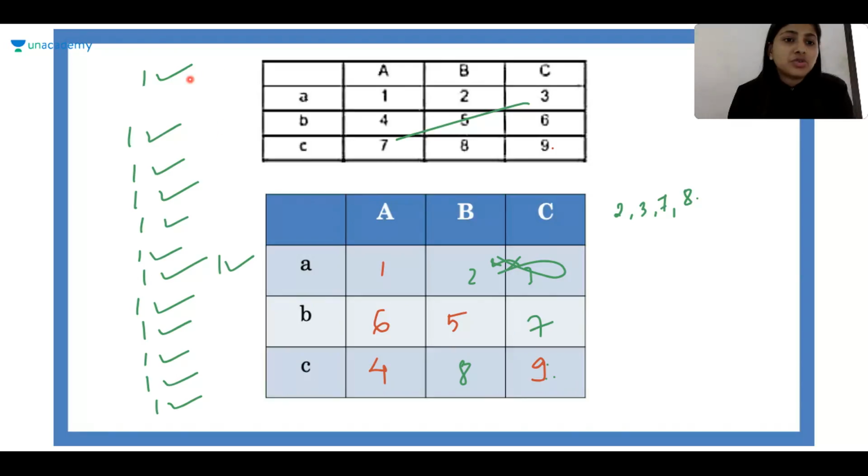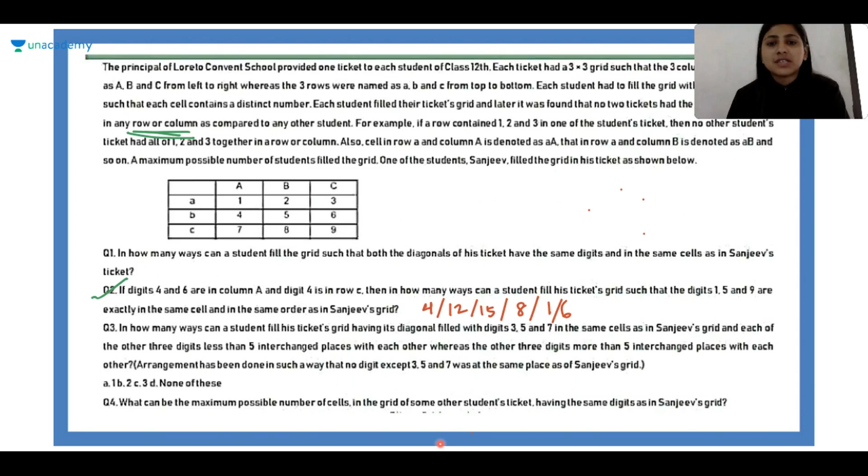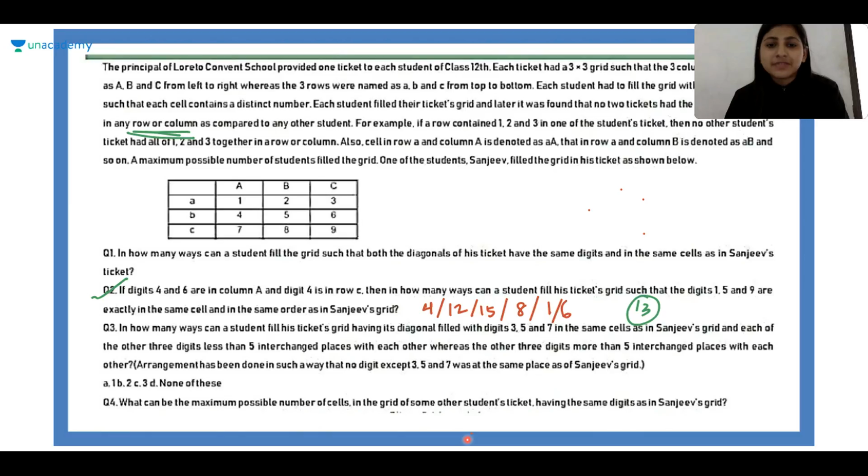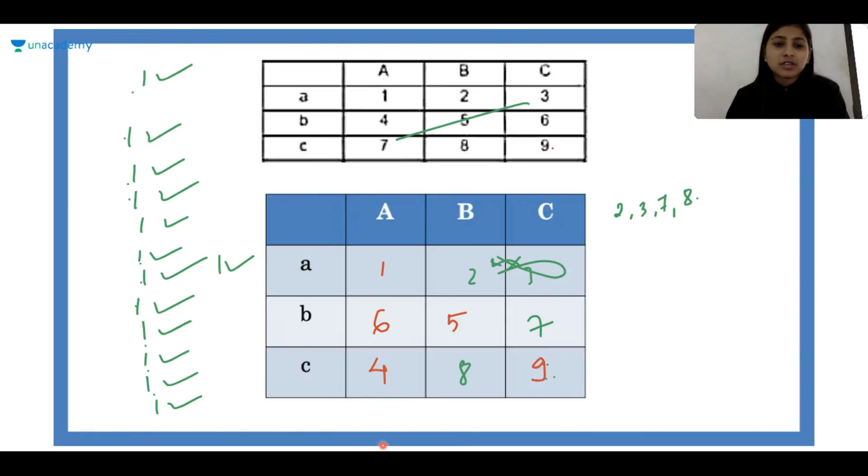So we have 1, 2, 3, 4, 5, 6, 7, 8, 9, 10, 11, 12, 13. 13 is the answer. Nobody answered 13. Clear? So those who said 12 were still close. They missed one case. All right, let's see the next one.